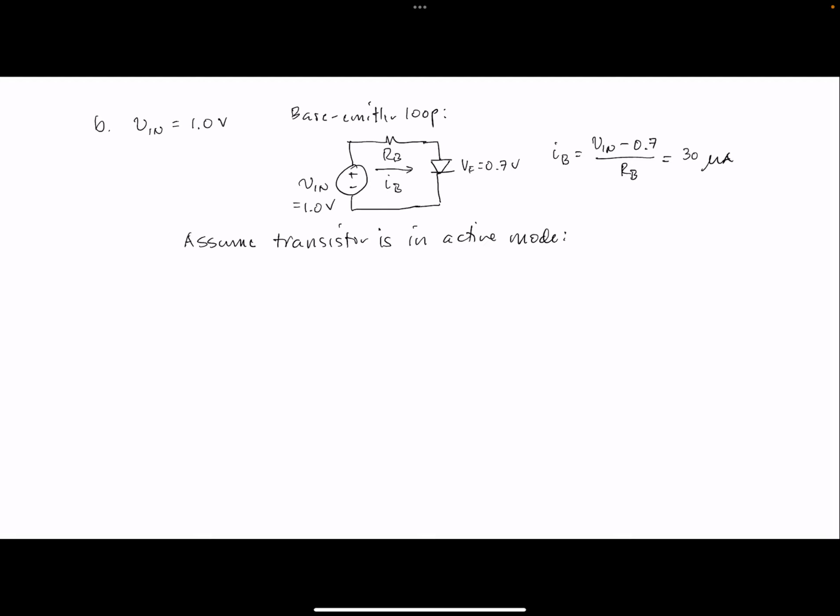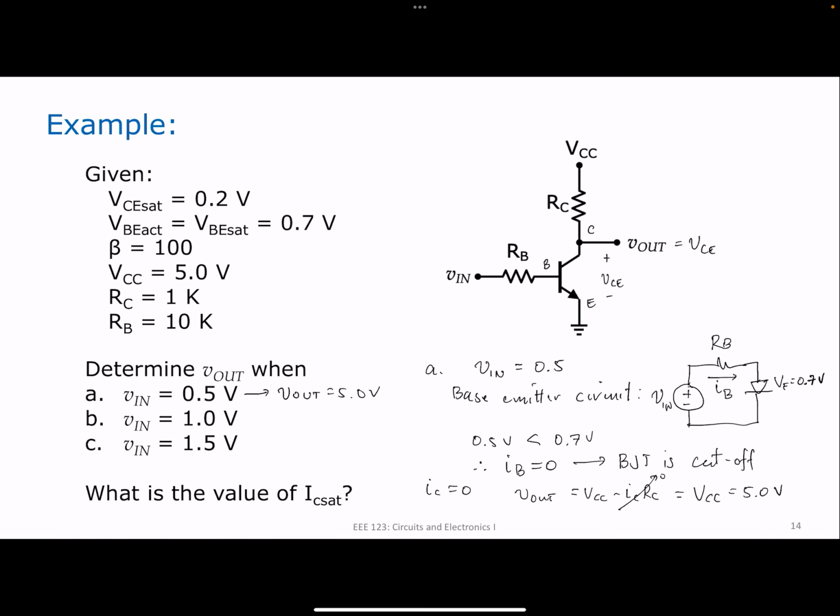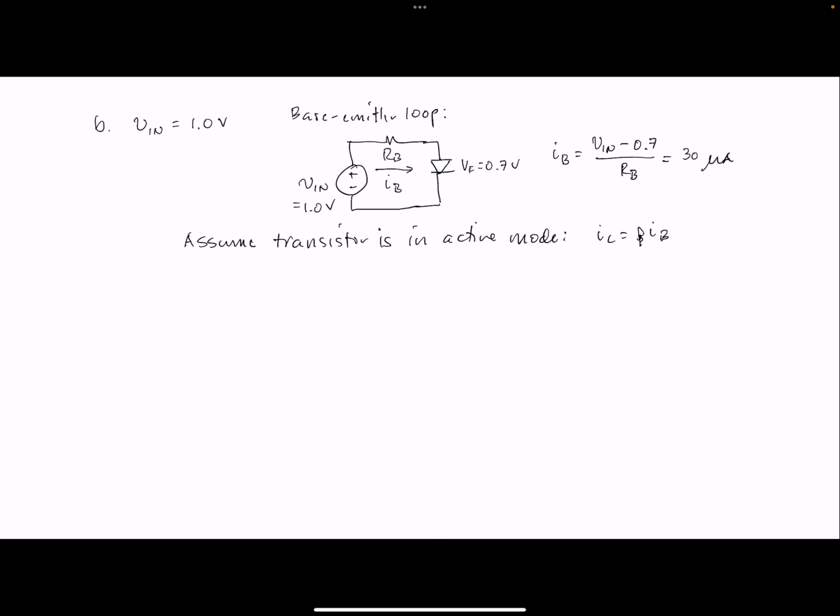Meaning to say, IC is equal to beta times IB. Take note that this formula will only work if you're in active mode, because it's only in active mode where your transistor is a current controlled current source. Now our beta is equal to 100. So what does that make IC? IC will be equal to 100 times 30 microamperes. I'm going to get 3 milliamperes.